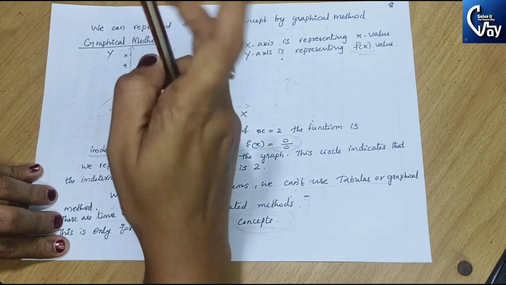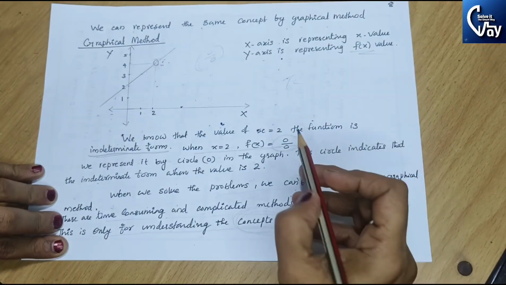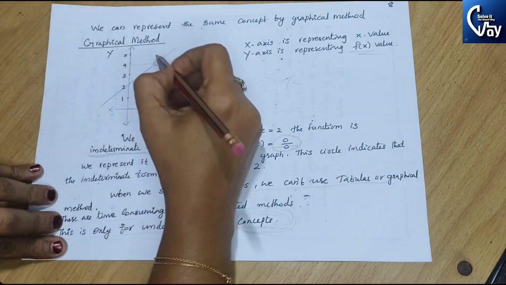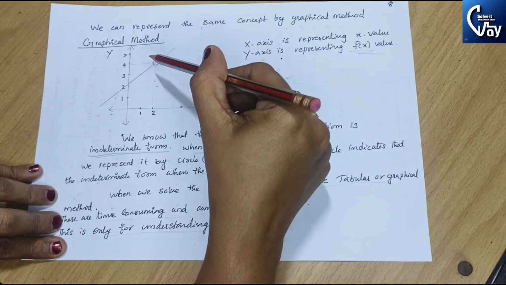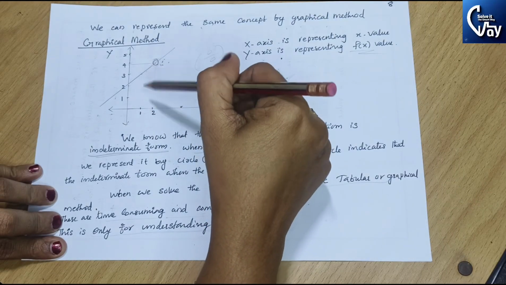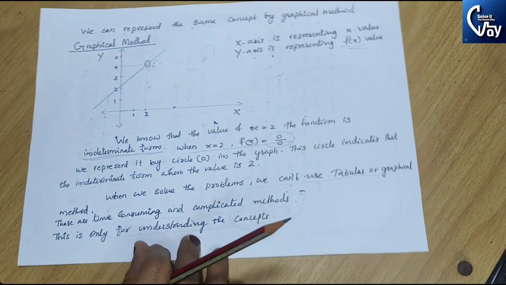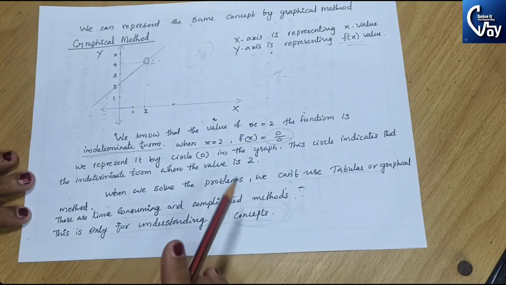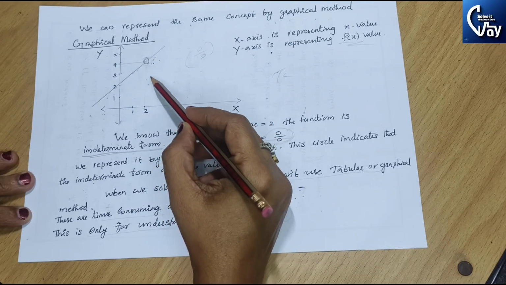This point is at x equal to 2. This is that point. We represent it by a circle like this. That means this point is at x equal to 2, f of x is 0 by 0. We represent it by a circle in the graph. The circle indicates the indeterminate form when the value is 2.